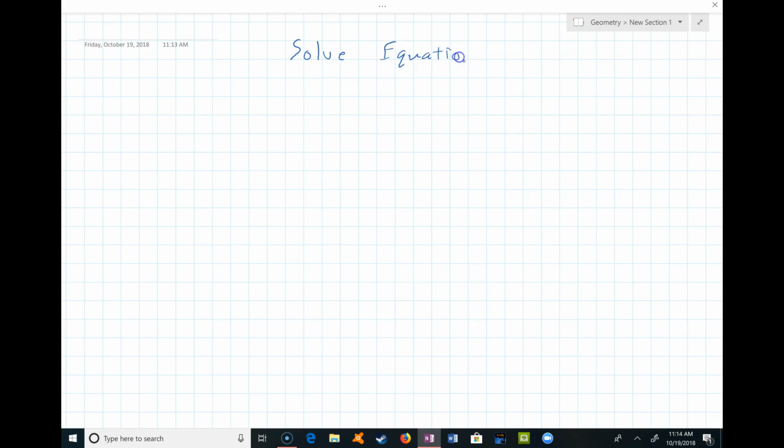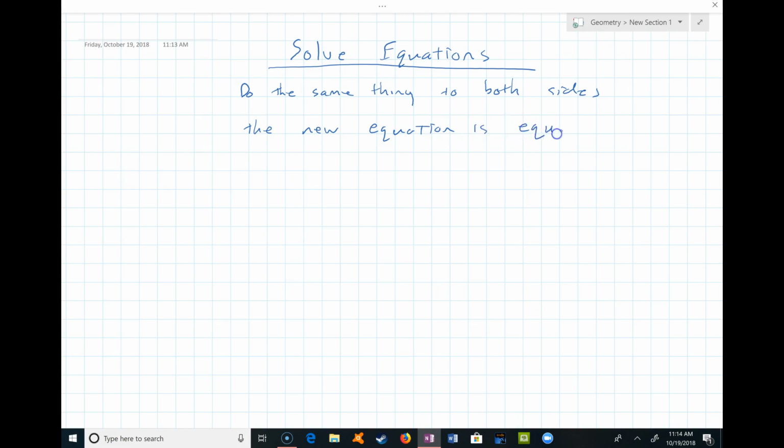properties of equality, the addition property of equality, the subtraction property of equality, etc., which basically says if you do the same thing to both sides of the equation, the new equation is equivalent to the old equation.